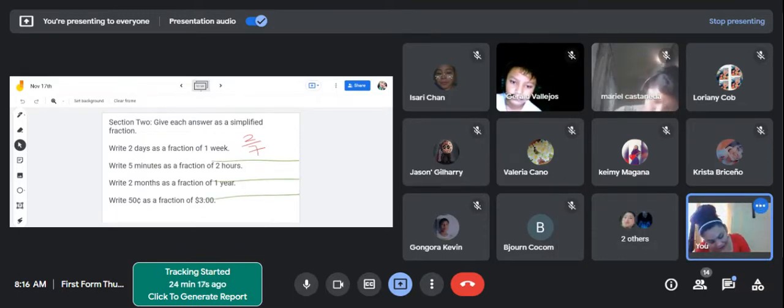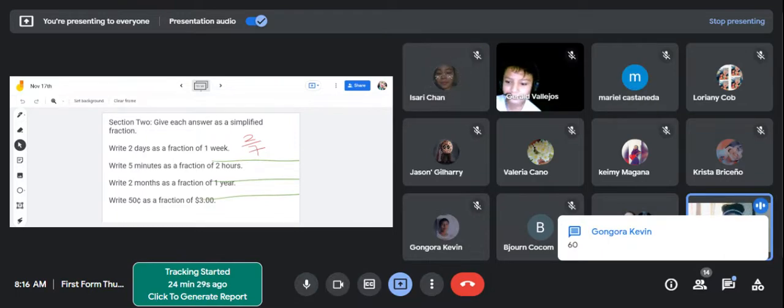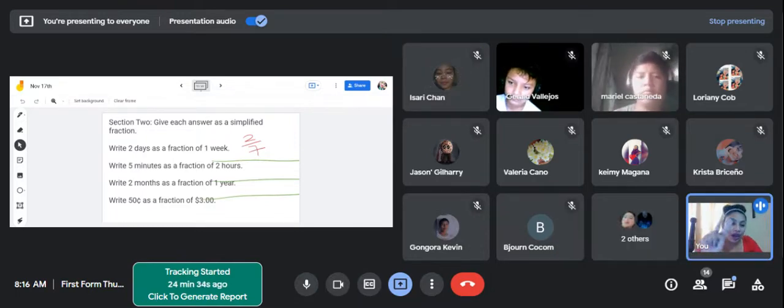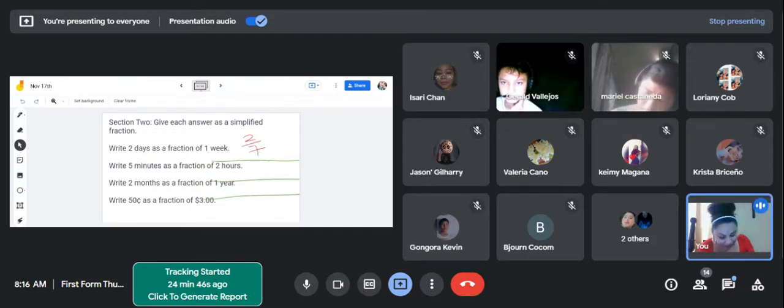Next one. 5 minutes as a fraction of 2 hours. So how many minutes are in 1 hour? 60. That is 1 hour. So how many are there going to be in 2 hours? 120. Very good. So how am I going to write my fraction? 5/120. Very good.